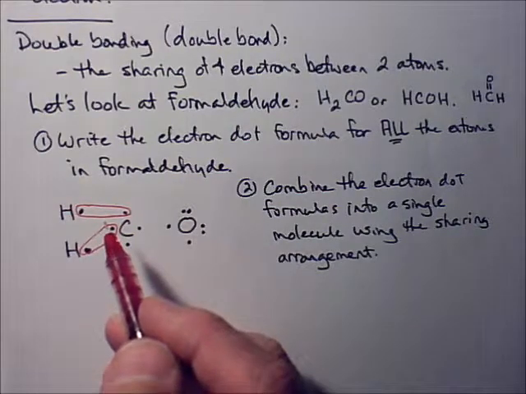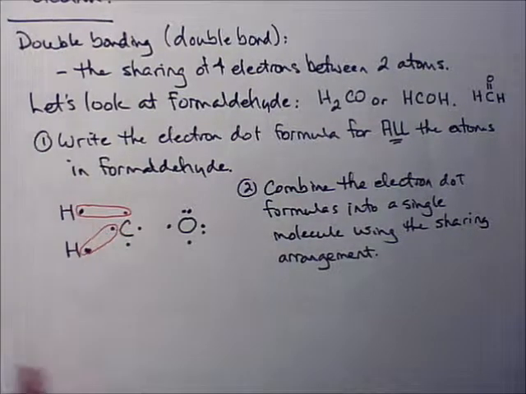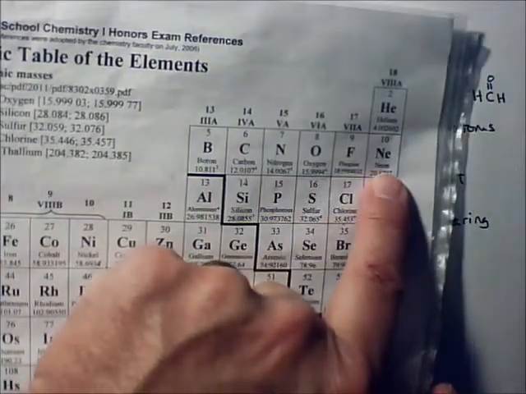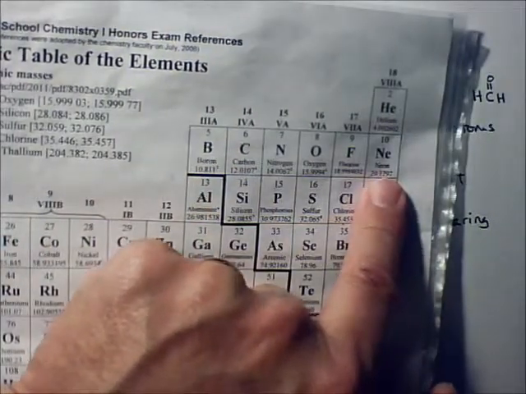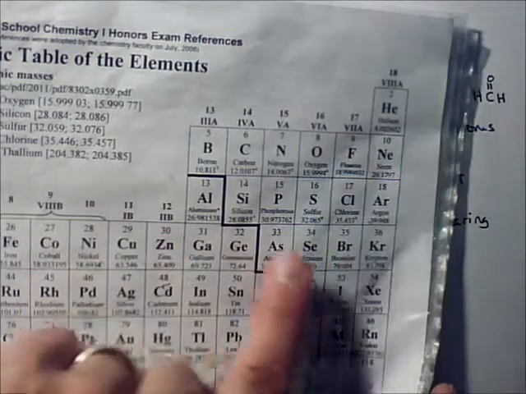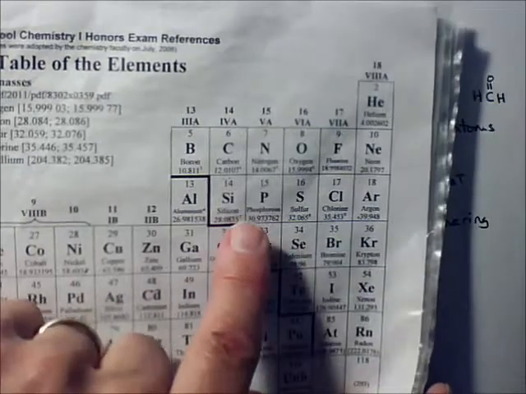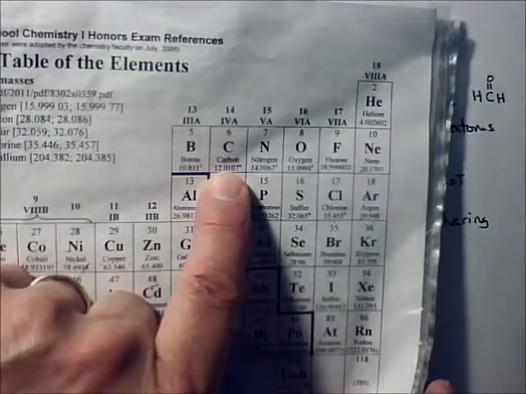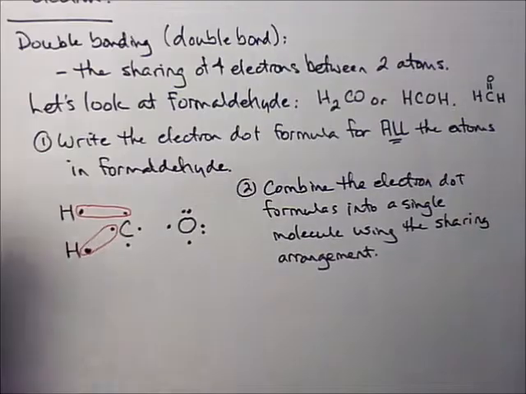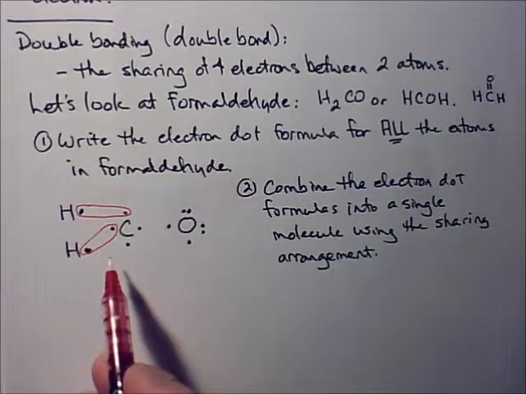But the carbons need how many? 8. So carbon is right here. It wants to have all the electrons that neon has. It's upwardly mobile. It's trying to get like neon. I don't even know if y'all know what upwardly mobile means. Anyway, so carbon currently has 4 valence electrons and it wants to have 8. I just shared 2, which gave it 6.